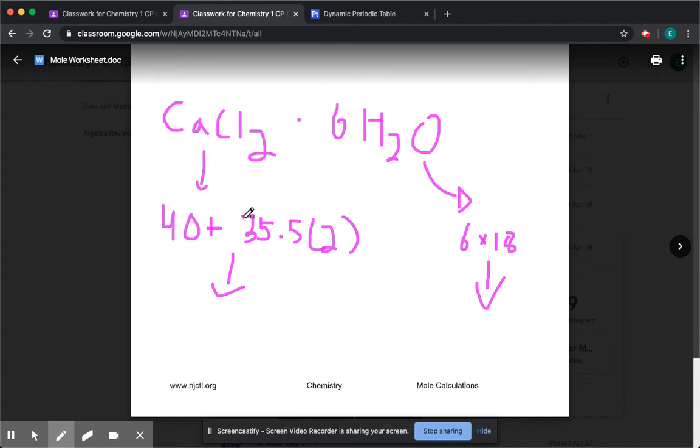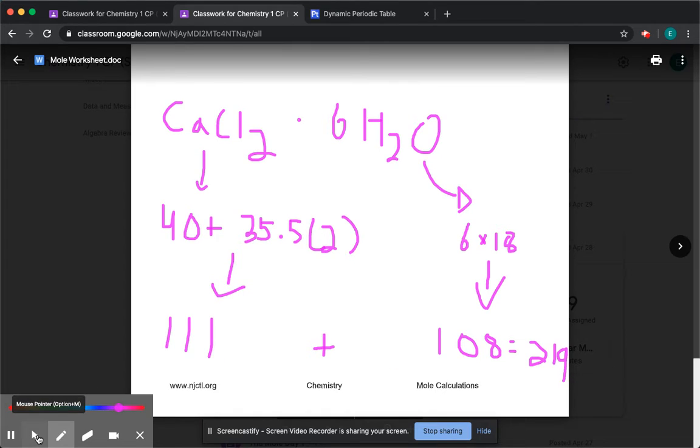This is 35 plus 30, 70. This would be 71. 71 plus 40 would be 111. So this is 111. This is 60. 60 plus 48 gives you 108. You add them, your total comes out to be 219. So your total mass is 219.